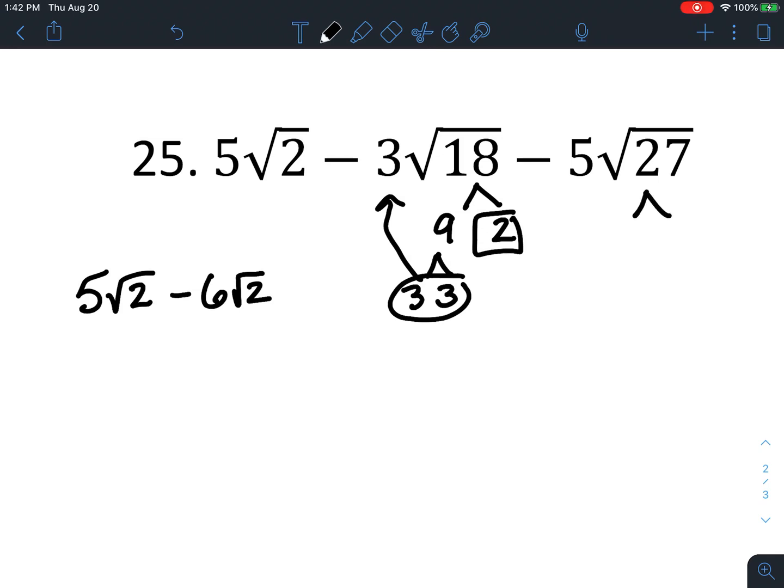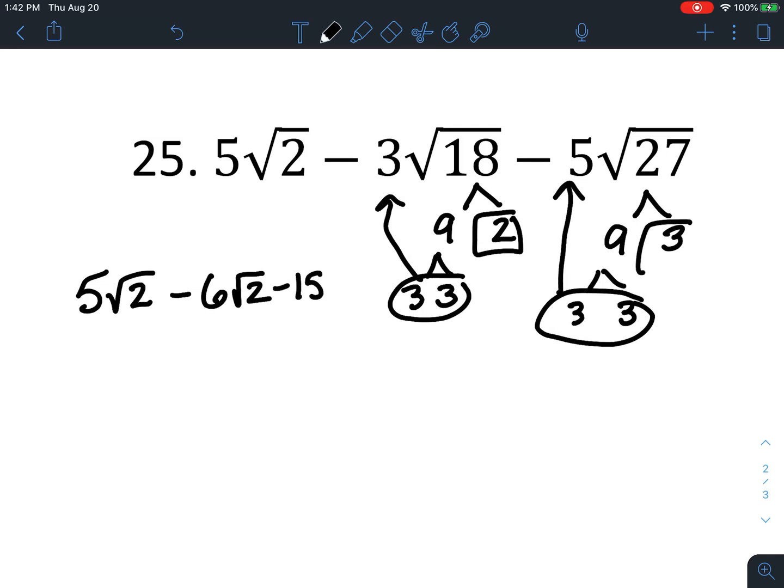27 I'm going to break down just like we did before. 9 and 3. 9 is going to be 3 times 3, circle a pair, that goes outside. Negative 5 times 3 is going to be negative 15 with a square root of 3.